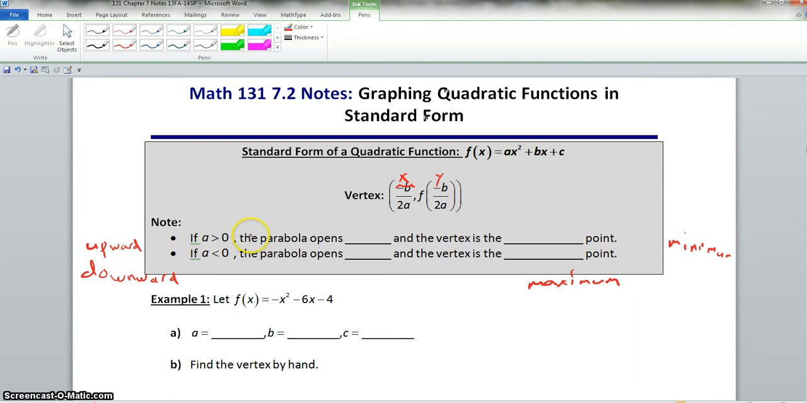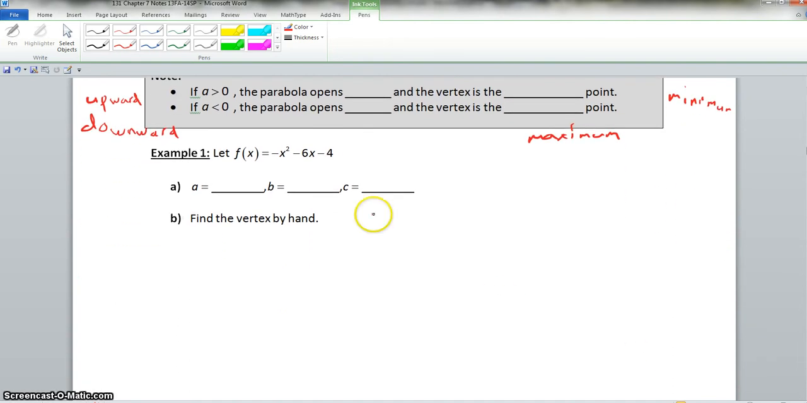Okay, so now let's go through this again. If a is greater than 0, the parabola opens upward, and the vertex is the minimum point. If a is less than 0, the parabola opens downward, and the vertex is the maximum point. Now we scroll down here to example 1.